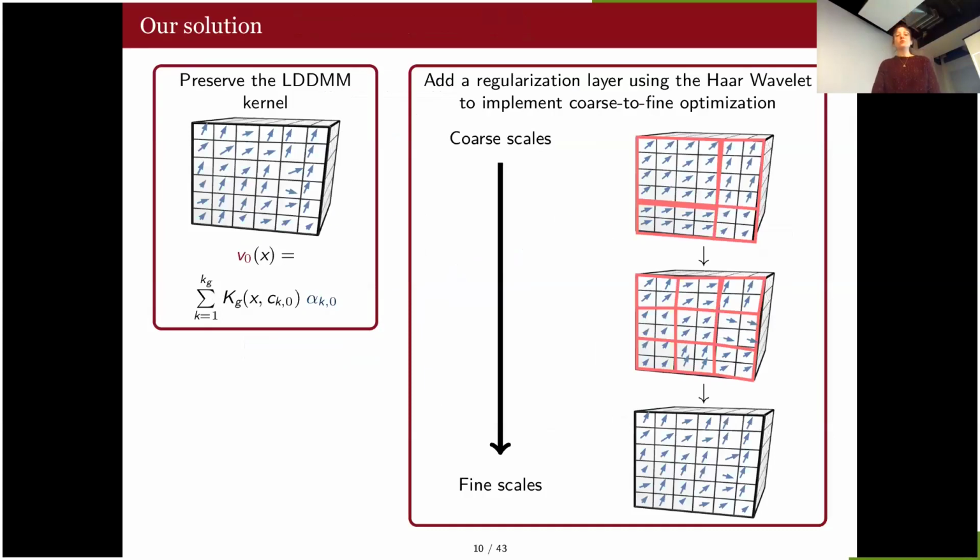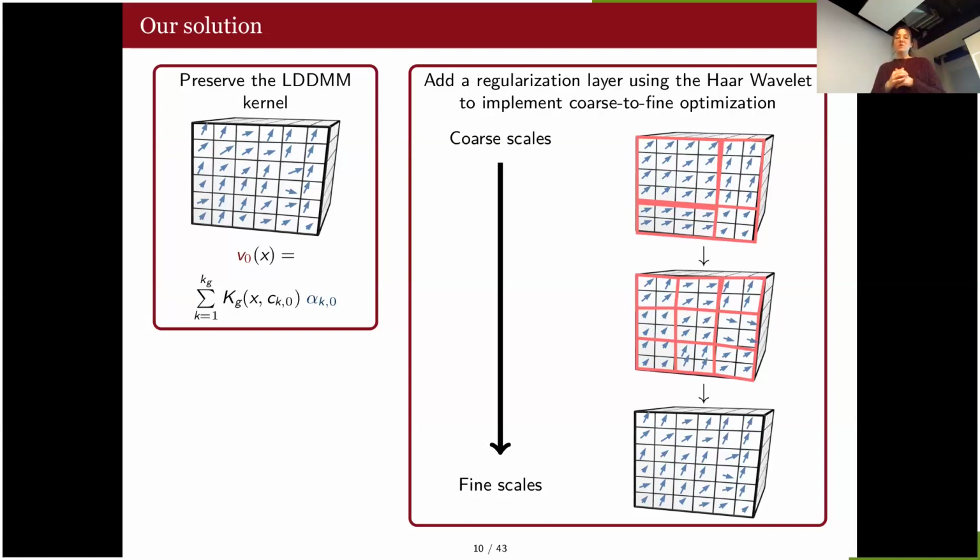So the solution that we are proposing here is, first of all, to introduce multiscale optimization that preserves the LDDMM kernel. So the idea is that we still want to preserve our original structural assumption, and so we keep our original definition of the velocity fields as the interpolation of momentum vectors located at control points. And we will actually add another regularization layer by using the Haar wavelet transform.